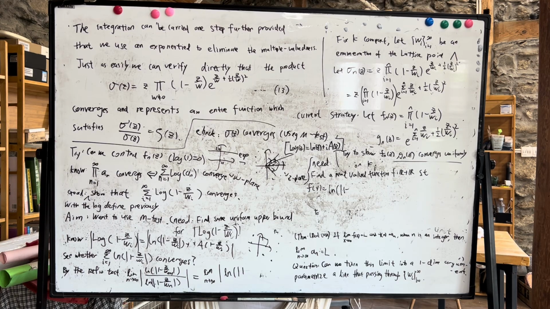I was stuck on how to really show that the infinite sum of the log converges on this compact set. Basically, I want to use the M test. I want to find an upper bound for the modulus of the capital log of 1 minus z over omega i and show that the upper bound is summable.